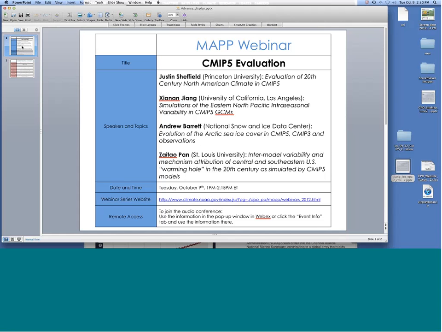Hi, this is Anarita. I have a question for Zaitao. Yes. I understand your results point to a role for land use change in forming these warming holes, and I was wondering if you knew what kind of land use changes were prescribed in the models, and if you had an idea of what could be playing a role there.